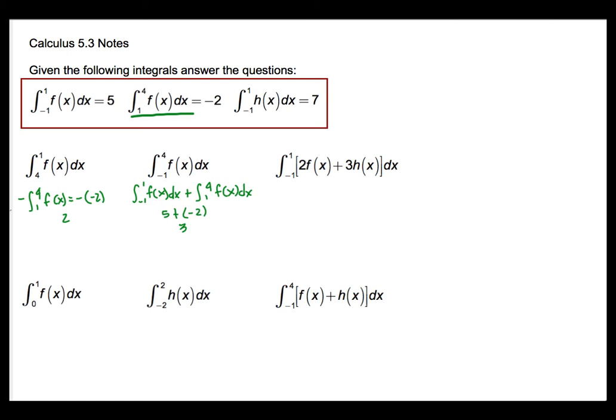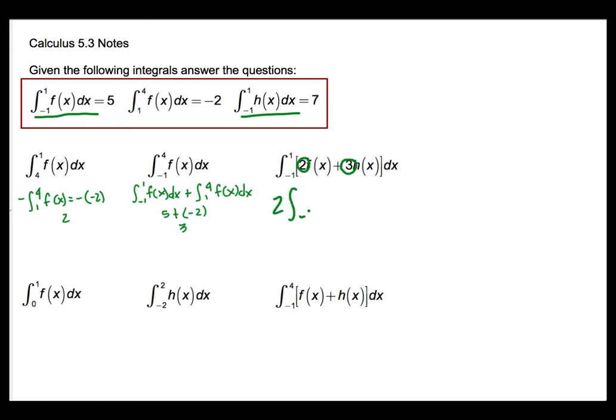All right, over here, I've got 2 times f of x plus 3 times h of x, both going from -1 to 1. I've got a rule for both of those, so I'm going to use my f of x function and my h of x function. Here's the cool thing. I can pull the 2 out in front of the f of x, and I can pull the 3 out in front of the h of x. So it's going to look something like this.